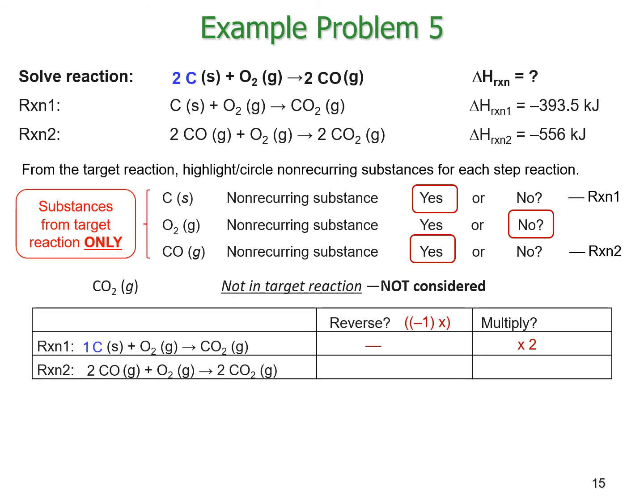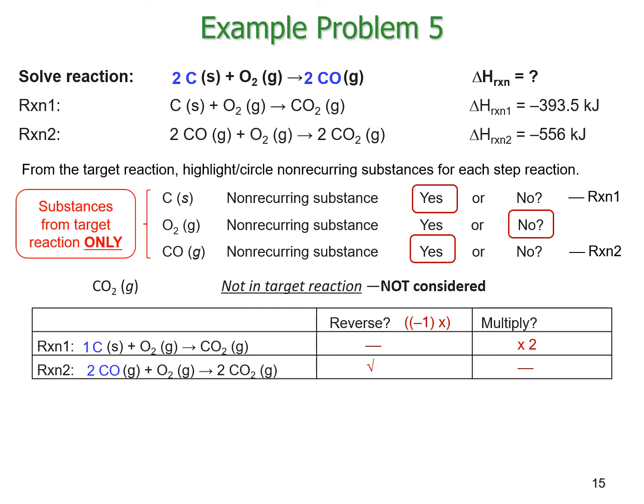for the targeted reaction. Now, let's look at the second reaction. Remember, our second reaction has carbon monoxide as the non-recurring substance. I got 2 carbon monoxide on the left in reaction 2, 2 carbon monoxide on the right in my target reaction. Definitely we need to reverse. Do we need to multiply the second reaction in order to have correct coefficients? No.